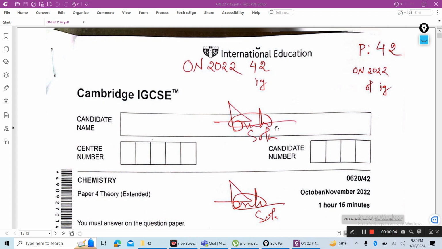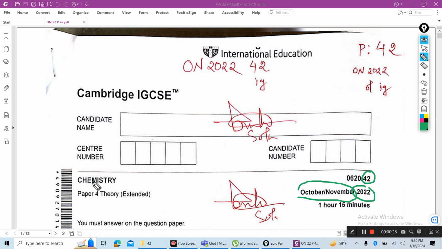Hello dear students, now I am going to discuss Cambridge IGCSE October-November 2022 paper 42, paper 4, theory extended. October-November 2022 paper 42 means paper 4 theory extended.